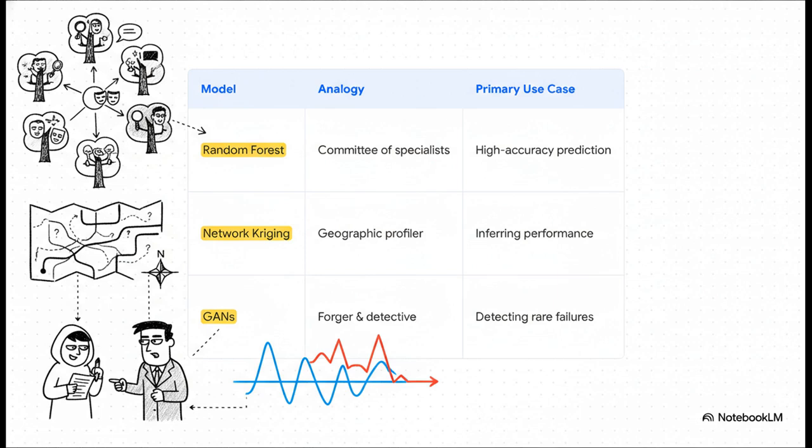Then you have something called network kriging, which is kind of like a geographic profiler. It can figure out the health of parts of the network that aren't even being monitored, just by looking at their neighbors. And then you have GANs, which are totally fascinating. It's like having a master forger and a detective working together. They learn what normal looks like so perfectly that they can spot even the tiniest, rarest failures.